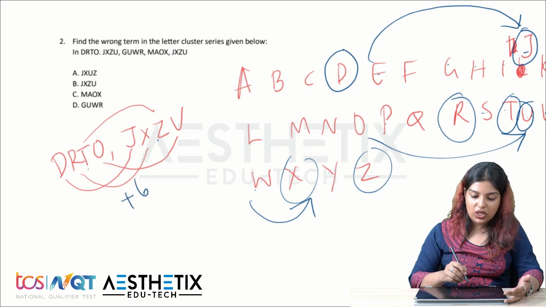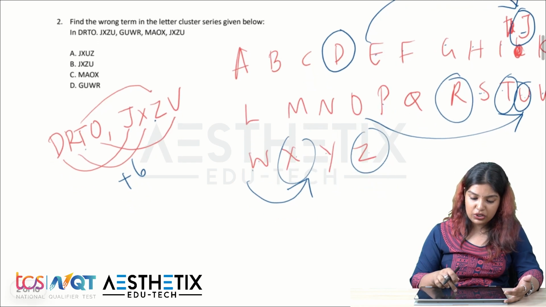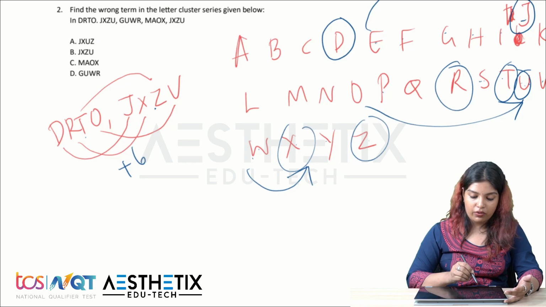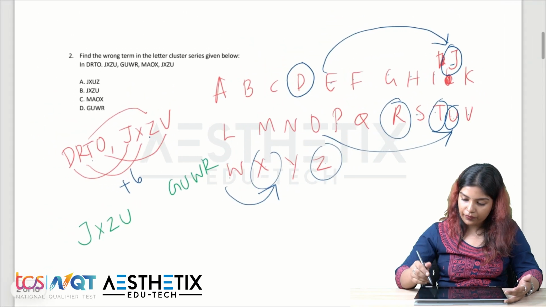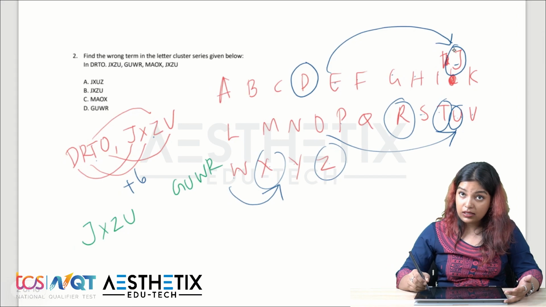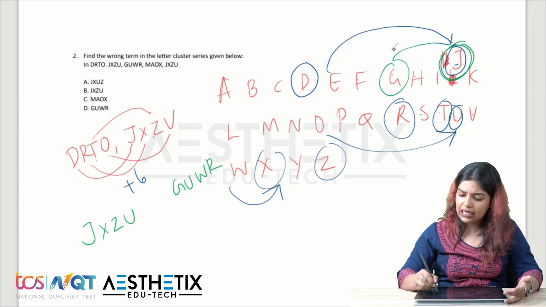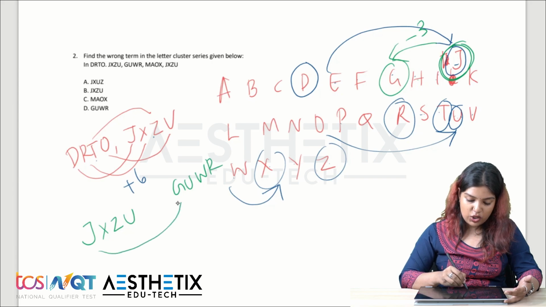Now we have JXZU. I'm trying to establish a similar sort of relationship with GUWR also. So, JXZU and GUWR. If I look at it, I have marked J here and G here, which means 1, 2, 3. It's 3 behind, minus 3 behind, J and G.